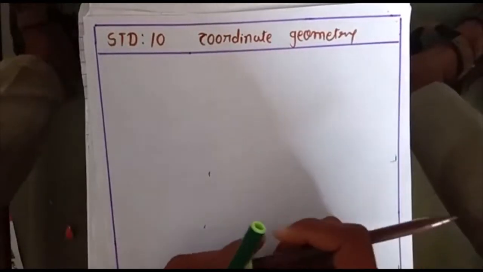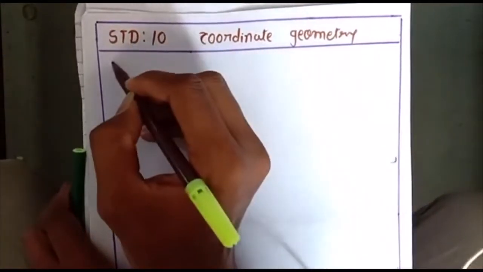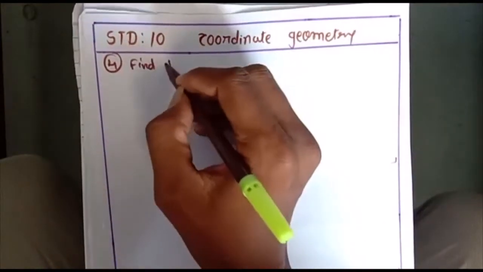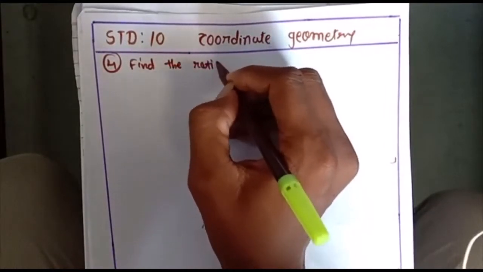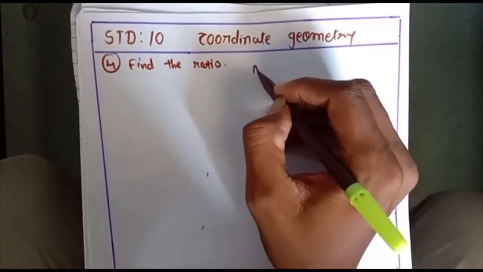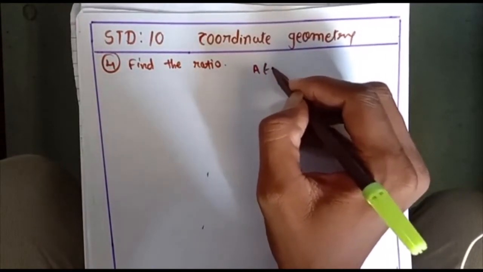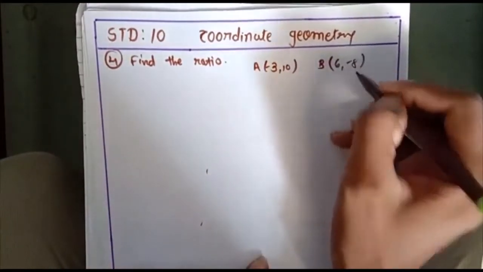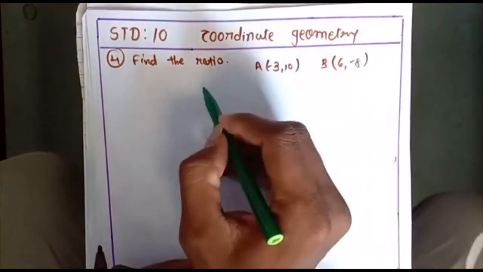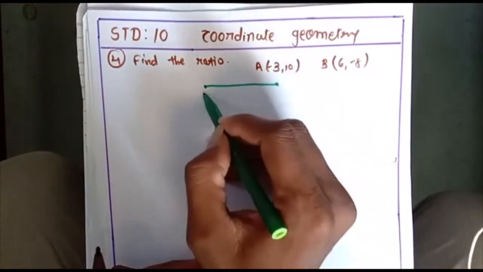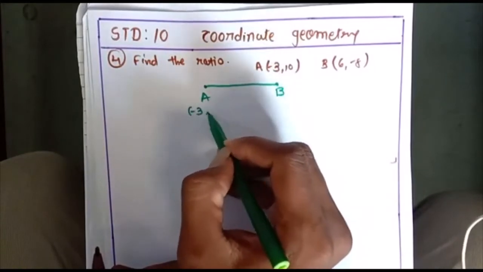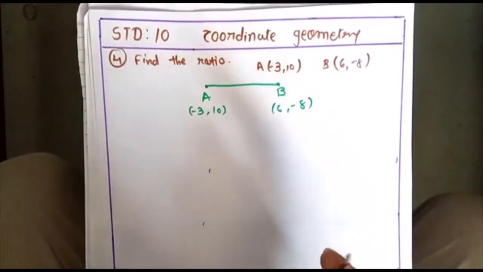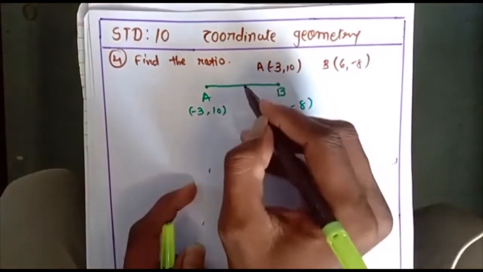10.2 question number 4, coordinate geometry. Question number 4, find the ratio. We have 2 points, A (-3, 10) and B (6, -8). Joining these 2 points A and B gives a line segment, and another point which divides the line segment AB is (-1, 6).